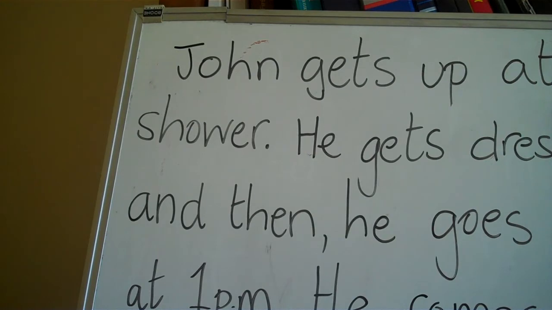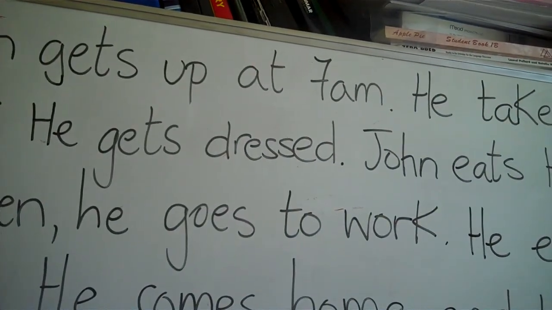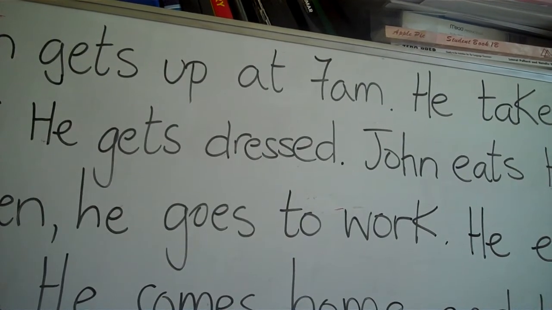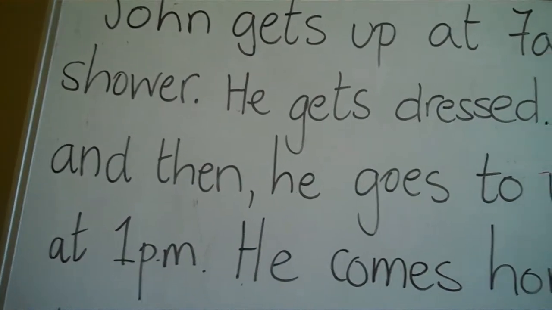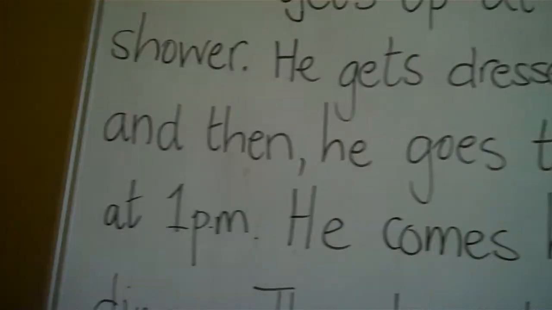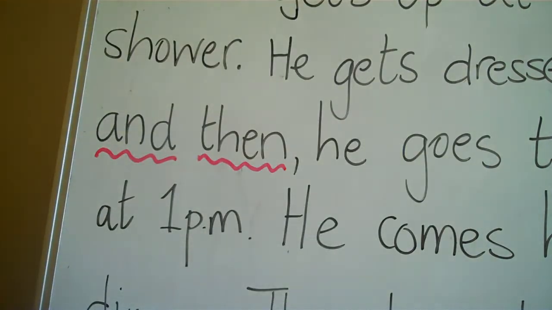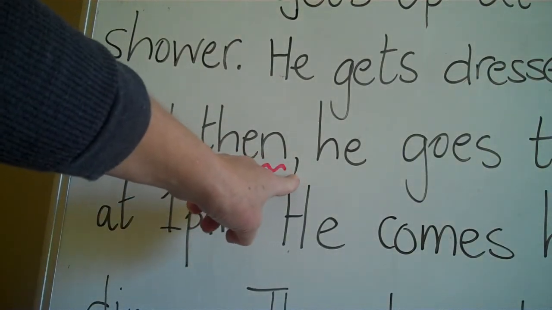And we can go back and just quickly look at how we made that a little bit more interesting. John gets up at 7 a.m. So we don't need to say John again, because we know it's John. He takes a shower. He gets dressed. John eats breakfast. And then, two sentences I'm making into one sentence. And then, here's my comma, he goes to work.